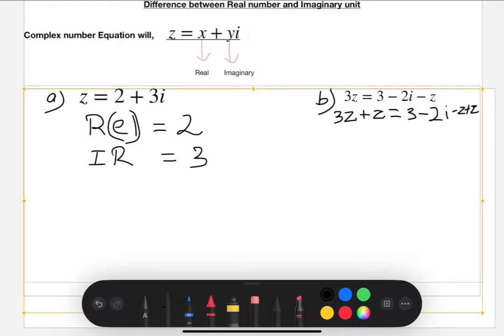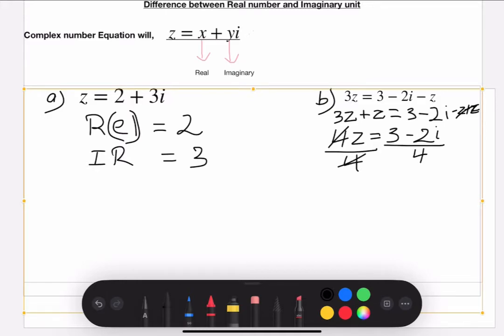So minus z plus z will cancel each other, and we are going to be left with 3z plus z, which is equal to 4z, equals the same 3 minus 2i. So we have to make z the subject of this equation. So we divide both sides by 4: 4z divided by 4, and also 3 minus 2i divided by 4.